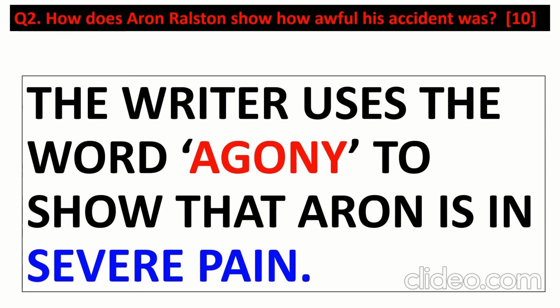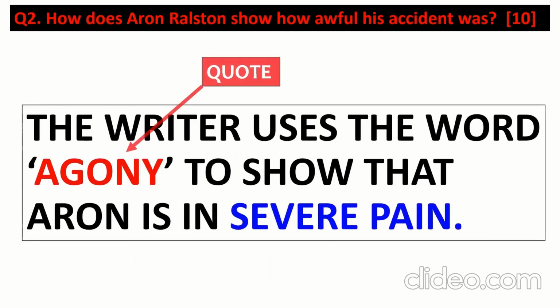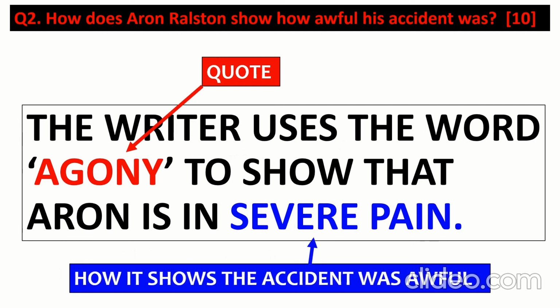So my PEE is: the writer uses the word agony to show that Aron is in severe pain, because I'm linking my red to my blue. Remember, you don't have to write 7 or 8 sentences. All you will be doing is repeating your point. Pick a word, say why it's been used. So there's my quote and there's my explanation of how it shows the accident was awful.